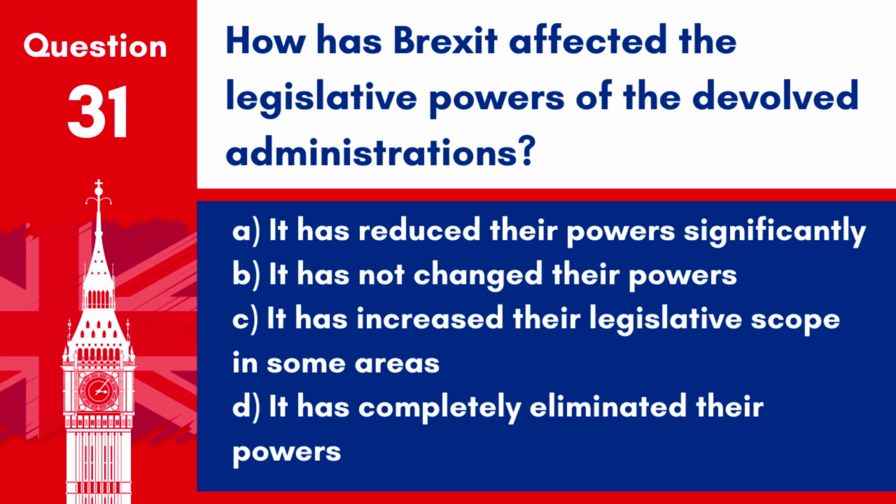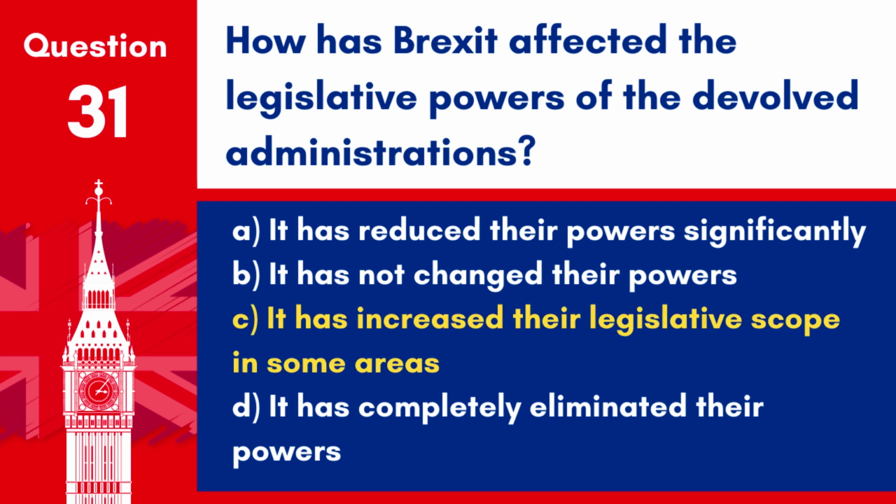Question 31. How has Brexit affected the legislative powers of the devolved administrations? A. It has reduced their powers significantly. B. It has not changed their powers. C. It has increased their legislative scope in some areas. D. It has completely eliminated their powers.